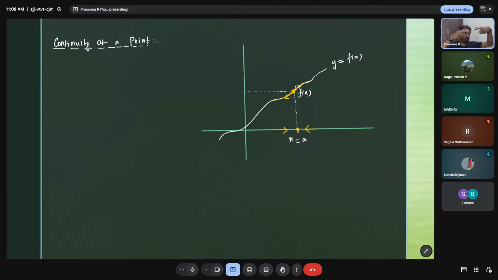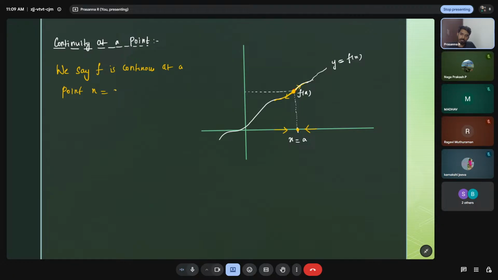If both are approaching the point f of a, that means it will stick together. That means you see this as a bridge. Your LHL is coming, RHL is coming, and both are sticking to f of a. That means this is a continuous region, right? So very simple, we say f is continuous at a point. We are talking about continuity at a point.